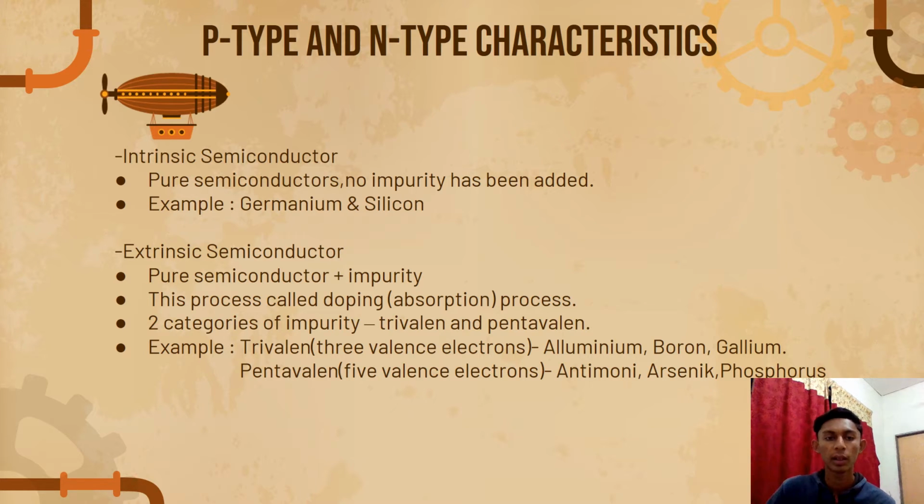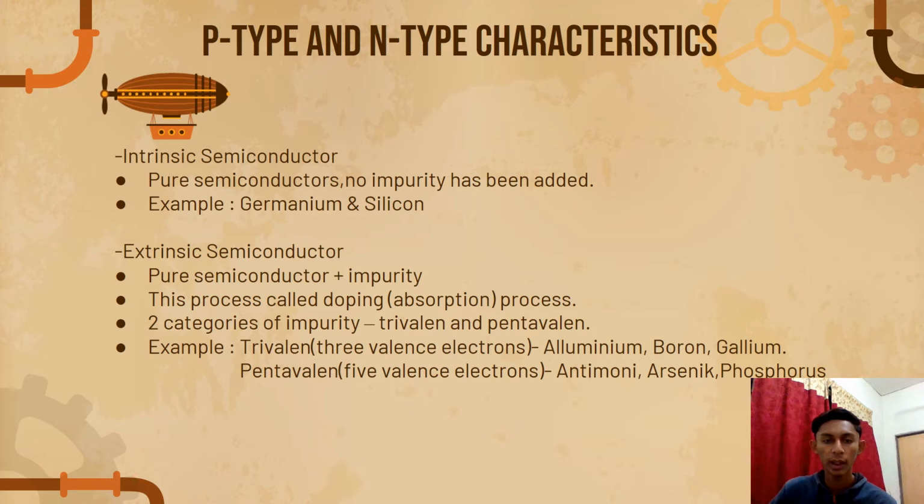Intrinsic semiconductor. Pure semiconductor, no impurity has been added. Example: germanium and silicon. Extrinsic semiconductor, pure semiconductor plus impurity. This process is called doping. Two categories of impurity: trivalent and pentavalent.